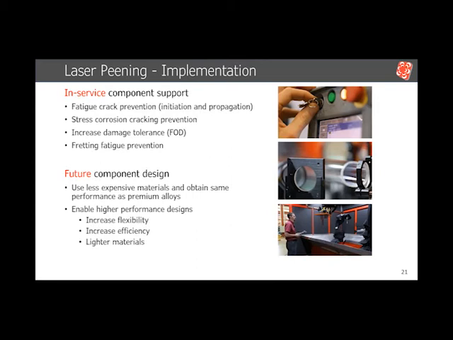The part that really becomes important moving forward in the future is using the engineered residual stresses in a way that helps me increase the flexibility or durability of a component while achieving other objectives that maybe were not achieved if I were doing it on an in-service component.